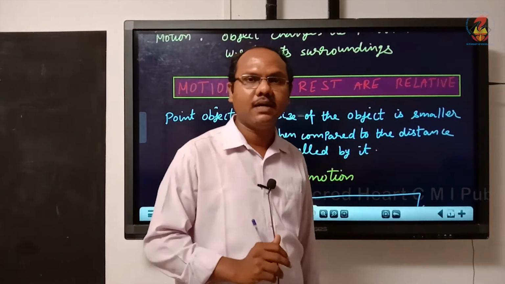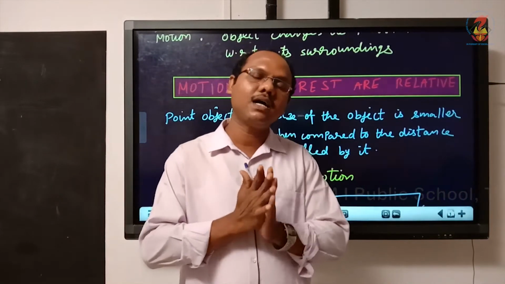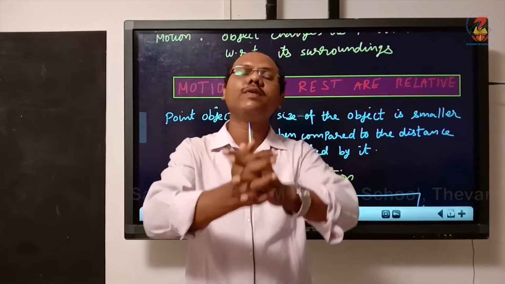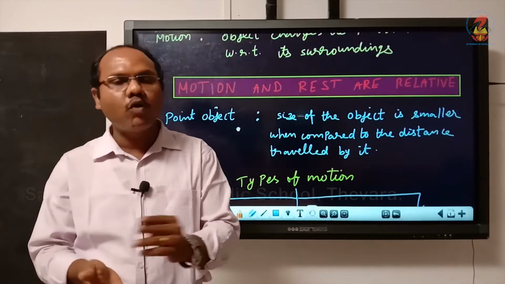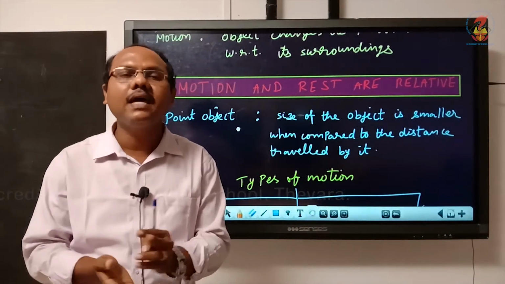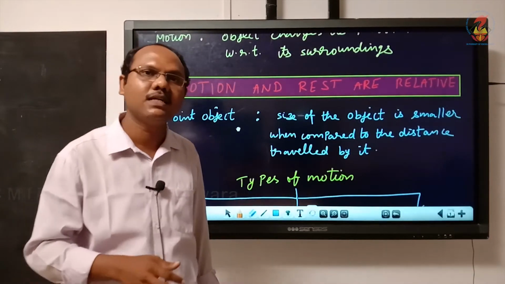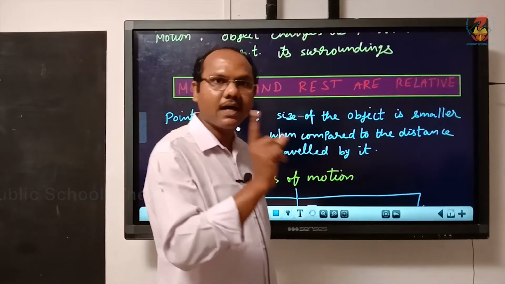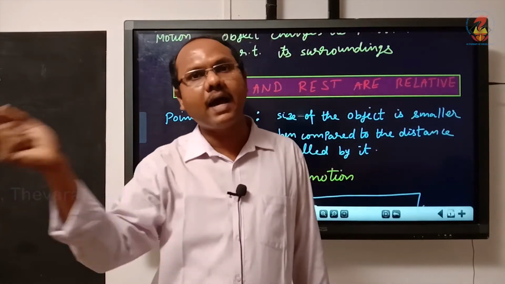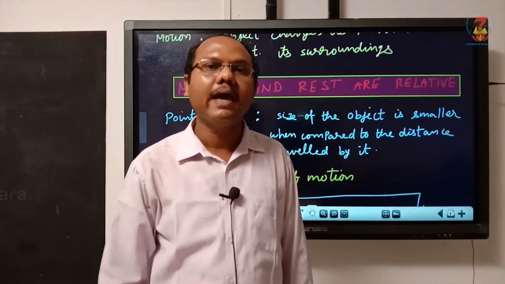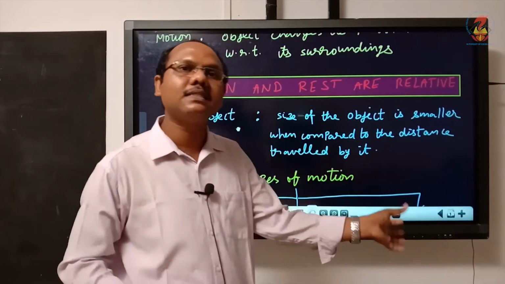For example, imagine two persons are sitting inside a car and the car is moving along the road. According to both the persons, they are at rest because they are sitting inside the car and talking to each other. According to both of them, they are not moving. But imagine a person standing on the road and looking at them. According to that person standing on the road, these two persons are moving in the car.